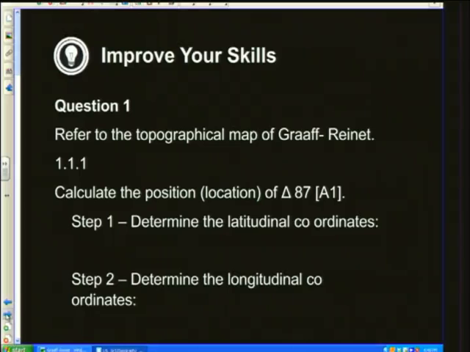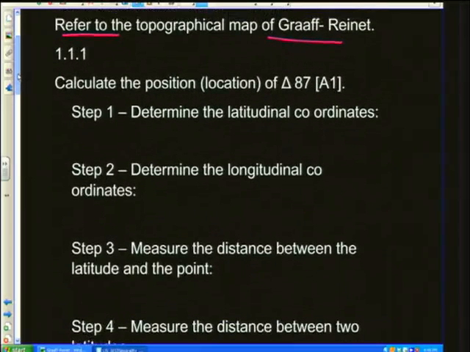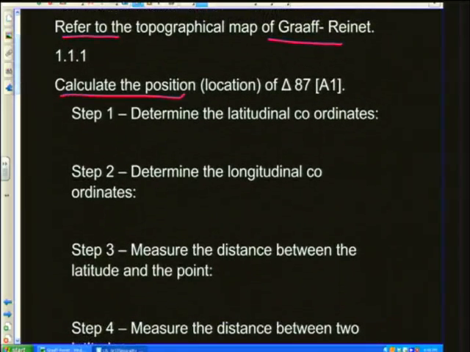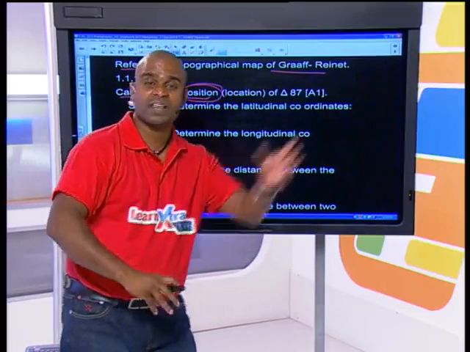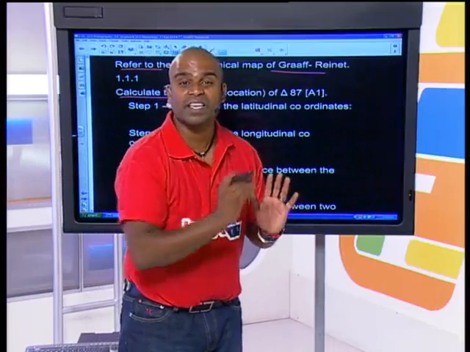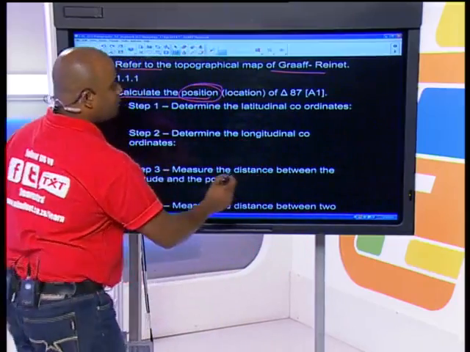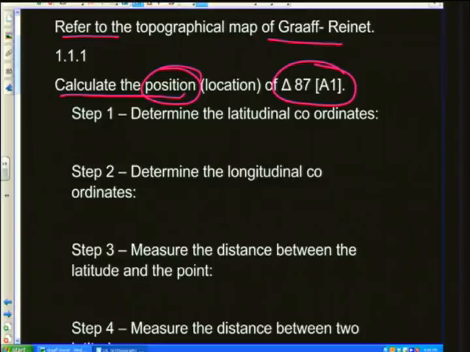Let's look firstly at the type of question you will receive for this type of example. Refer to the topographical map. Let's get our pens in there. Refer to the topographical map of Graaff-Reinet. The first question that we'll be dealing with is the following. Calculate the position, and note always your position is calculated in terms of its relation to the equator, which is south. We are south of the equator, and the Greenwich meridian. We are east of the Greenwich meridian. Of trig beacon 87 in block A1.